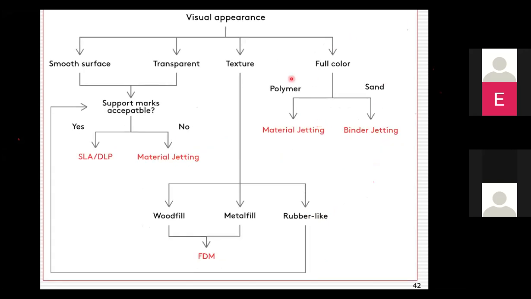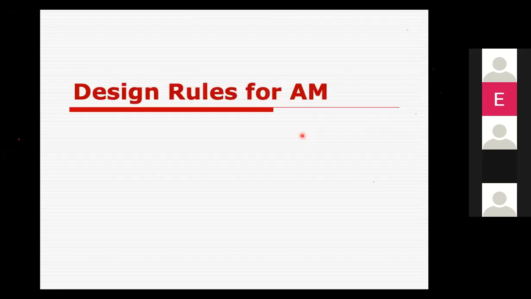So sometimes your application is visual appearance. You're looking for very smooth surfaces, so then you can have certain choices. Or whether some support marks are accepted or not, then you have another selection. Or if you want more texture, like a wood-fill kind of thing, or metal fill, or rubber-like, or fully colored polymers or sands, then you can have choices as per your requirements and what the application demands. So then you can choose an appropriate AM technology.